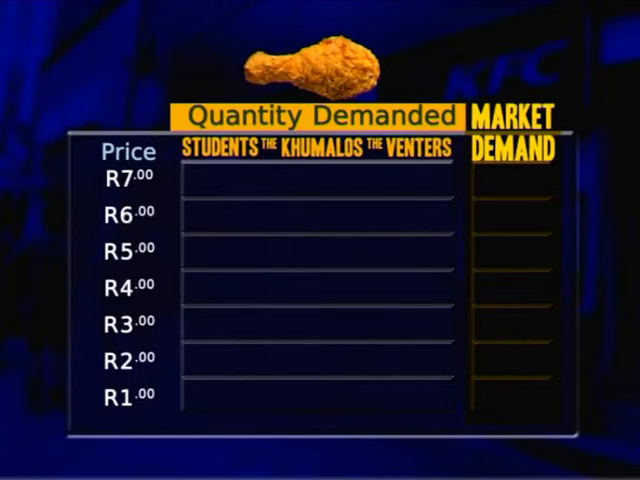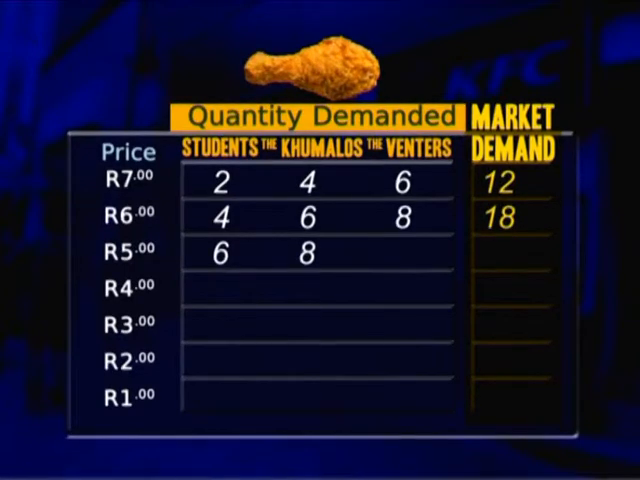At a price of R7, the market demand would be 2 pieces for the students, plus 4 pieces for the Khumalo family, plus 6 pieces for the Venters. So the market demand at R7 is 12 pieces. And if we do this for the rest of the table, we've worked out the market demand at the other prices.